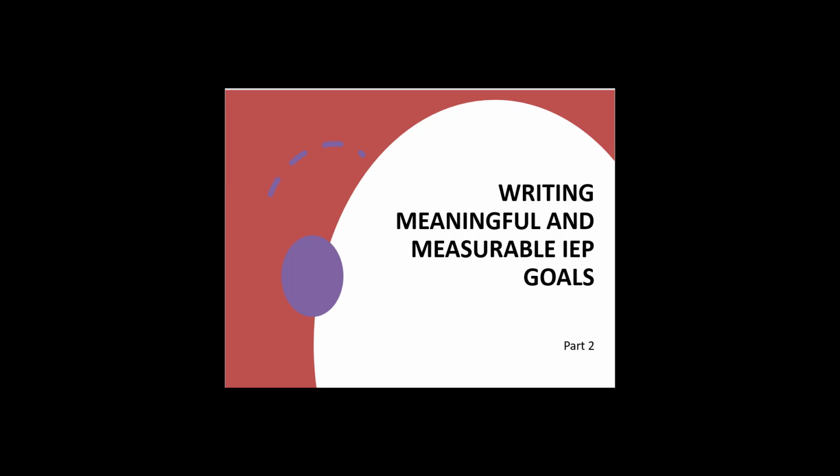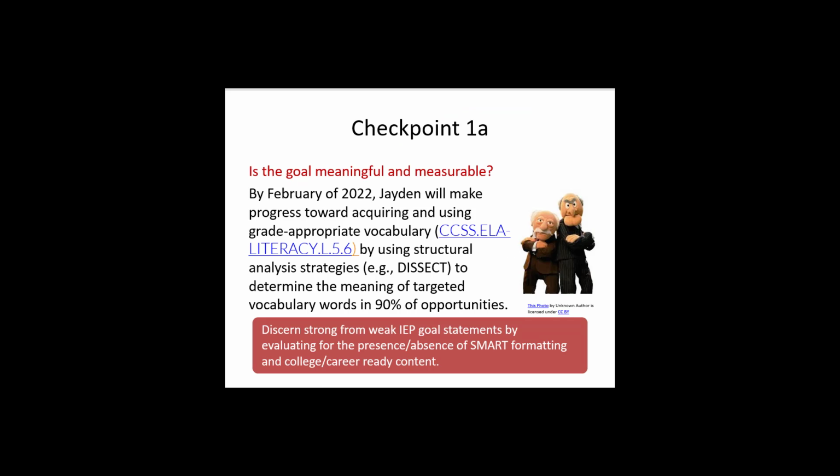Writing Meaningful and Measurable IEP Goals, Part 2. Part 2 offers a checkpoint for you to practice discerning strong from weak IEP goal statements by evaluating for the presence or absence of SMART formatting and college and career-ready content. Let's walk through checkpoint 1A together.